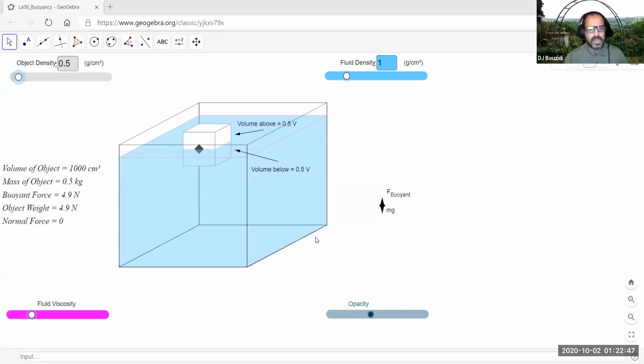That is if it really indeed floats. If it did not sink, if it's still floating, okay? But there is another possibility that the object might sink. In this case, it did not sink, so the ratio is 1-to-1.